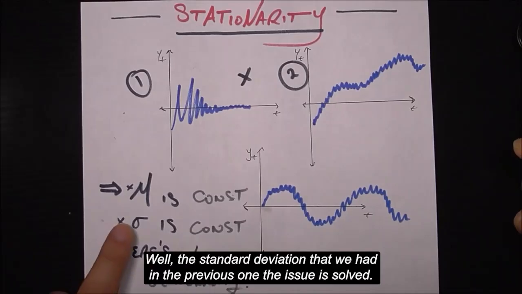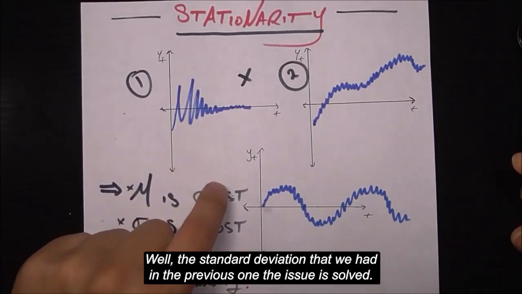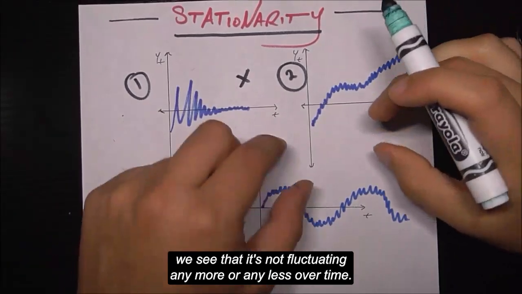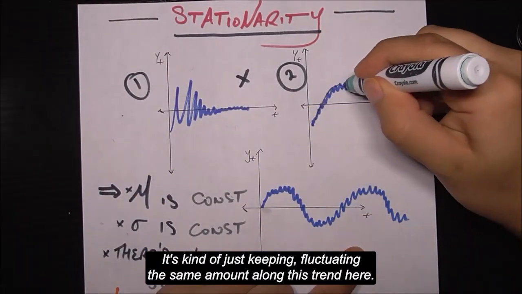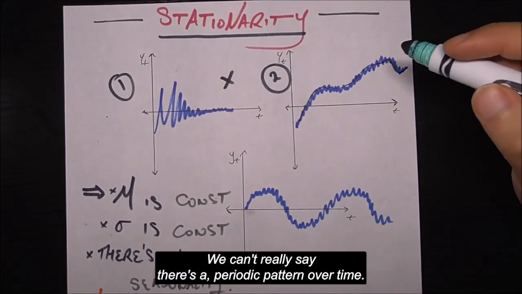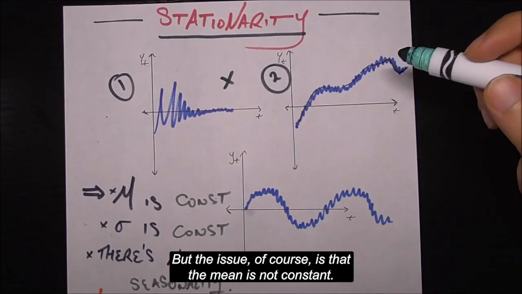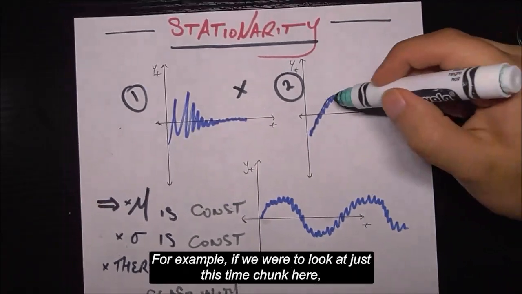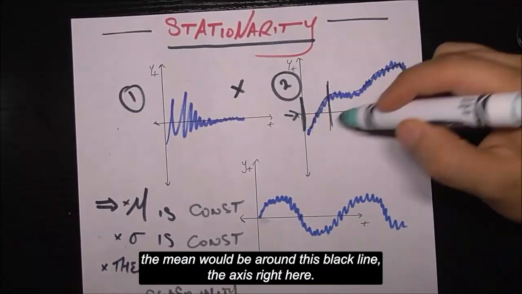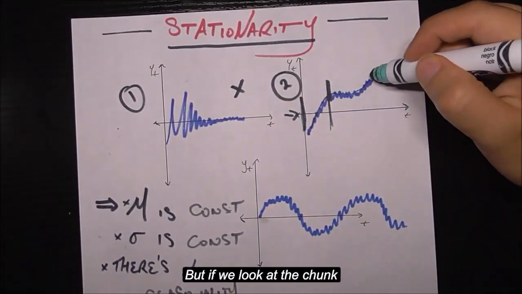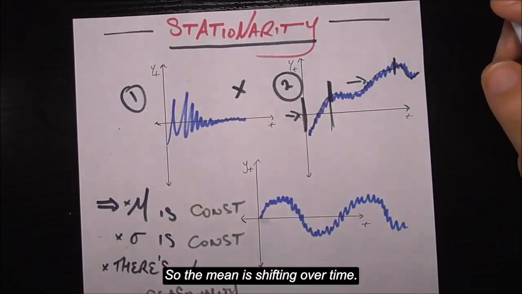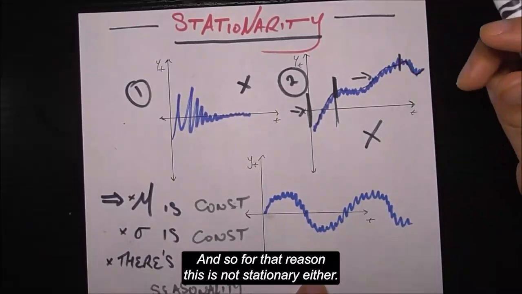What do we see here? Well, the issue we had in the previous one, the standard deviation, is solved. We see that it's not fluctuating any more or any less over time. It just keeps fluctuating the same amount along this trend here. There's no seasonality. We can't really say there's a periodic pattern over time. But the issue, of course, is that the mean is not constant. For example, if we were to look at just this time chunk here, the mean would be around this black line, the axis right here. But if we look at the chunk from here to here, let's say, the mean has obviously shifted over here. So the mean is shifting over time. And so for that reason, this is not stationary either.